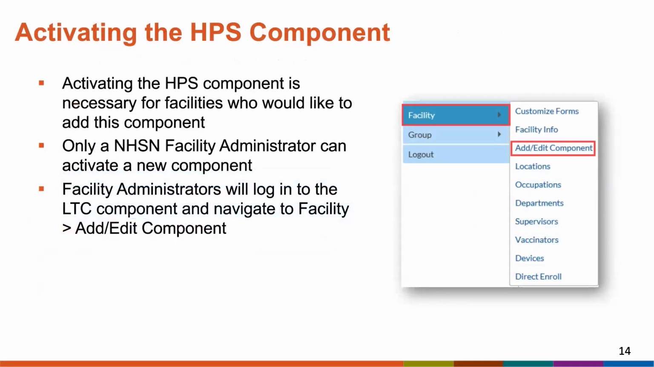Once Level 3 access has been granted, users can activate the HPS component. Please note that this component only needs to be activated one time. Facility administrators will log into the LTC component and navigate to Facility, Add Edit Component.